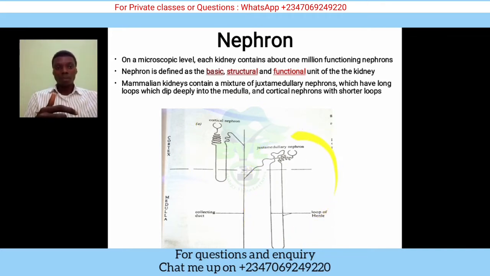Now, what you need to understand is that this juxtamedullary nephron has a part it plays in urine formation. Some of them form urine, but it helps to concentrate urine. It is because it has a very long loop of Henle. And the longer the loop of Henle, the more the nephron will be able to concentrate the urine passing through it. All right.